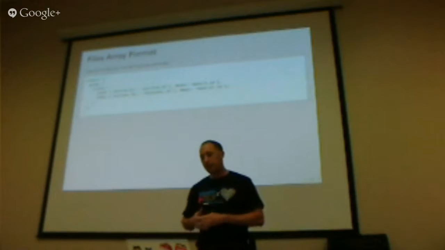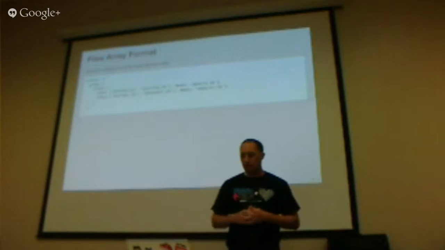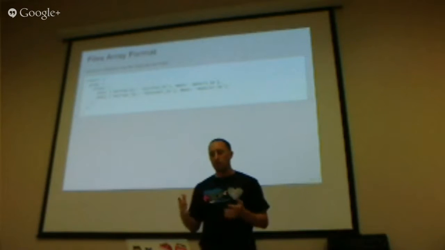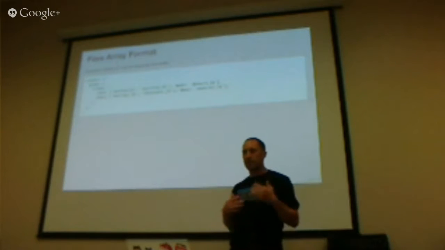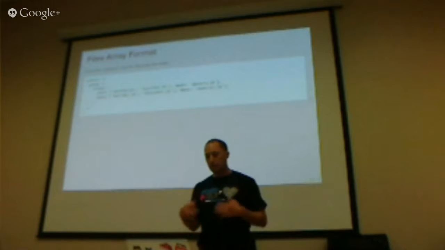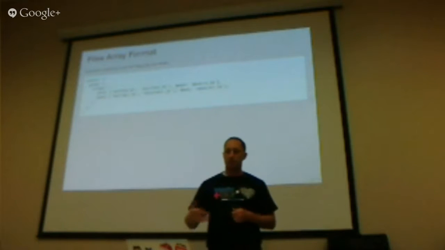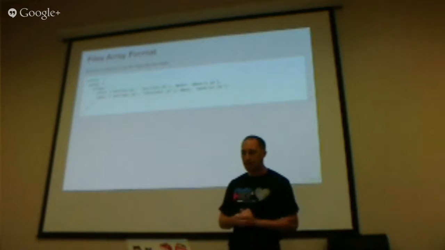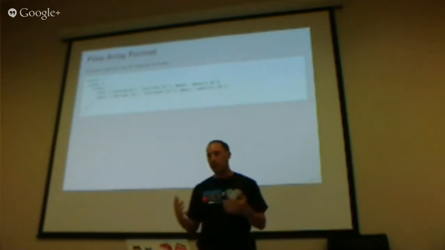The last one is the files array format. This one is actually going to support multiple source and destination mappings per target. So if you have files that live in different directories or even different projects, you can specify them in Grunt using this files array format. And it's the exact same concept as the other ones.